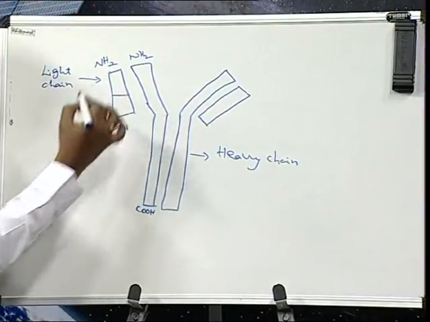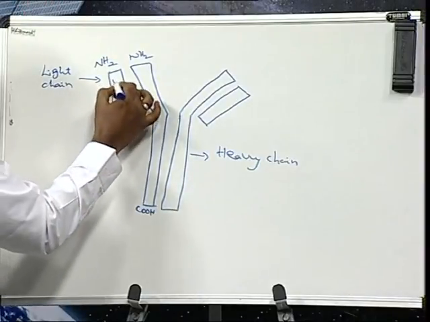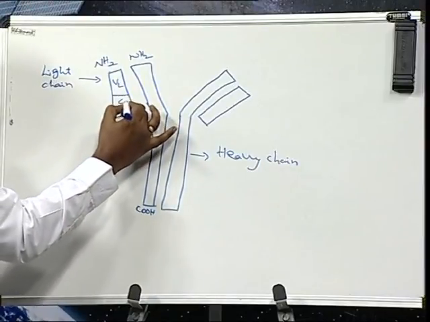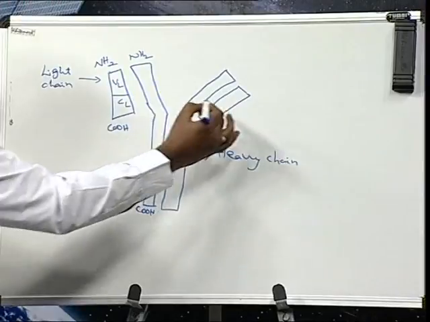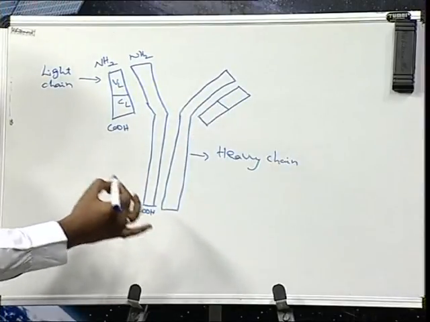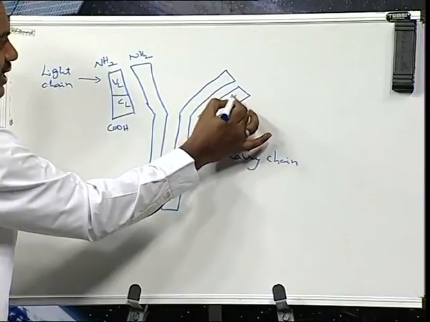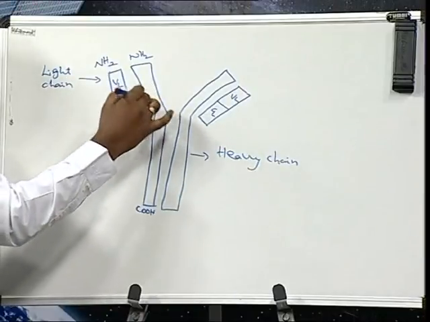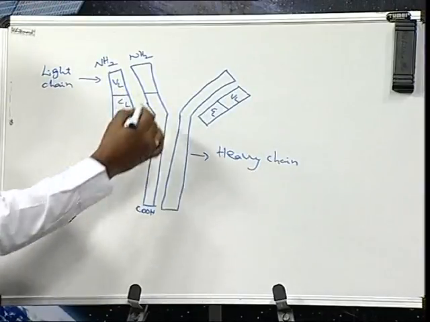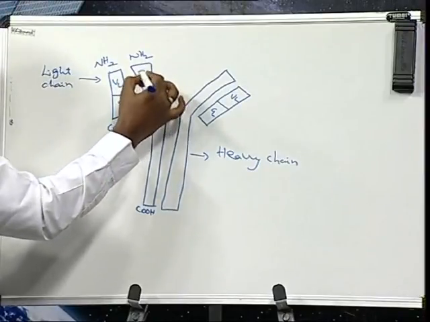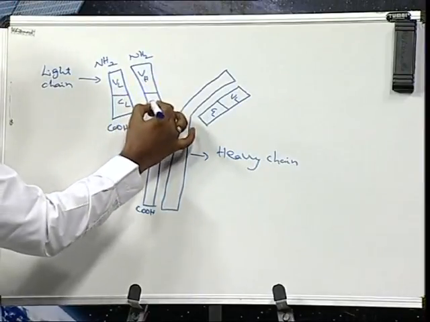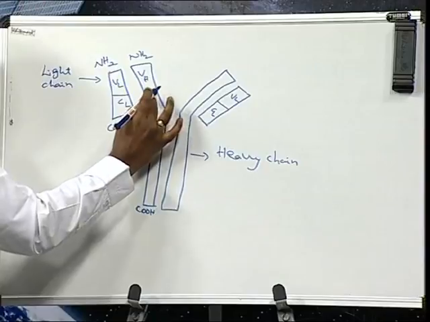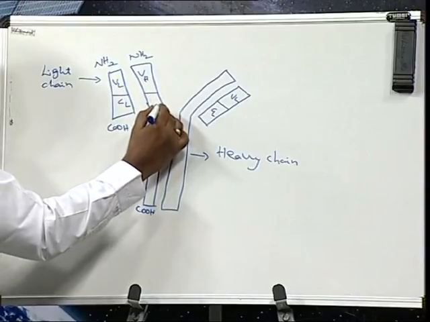So, this light chain has two regions: the variable region of the light chain and the constant region of the light chain. Same way here, this is also a light chain, so there are two identical light chains, each with a variable region and a constant region. Same way, inside the heavy chain you will find different regions: the variable region of the heavy chain and the constant region of the heavy chain.